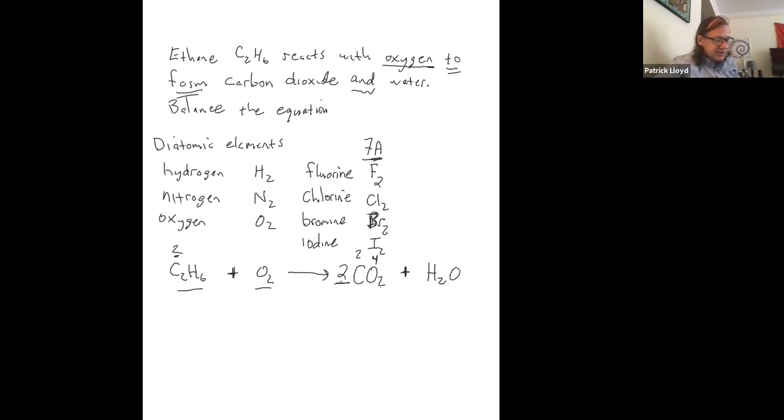Now hydrogen would be the second element. There's 6 of them over here. There's 2 of them over here. Okay, well, same idea. Some coefficient times 2 has got to equal 6. Well, you just go through your math tables, right? What times 2 is 6? 2 times 1 is 2. 2 times 2 is 4. 2 times 3 is 6. So put a 3 there, right? Now you got 6.